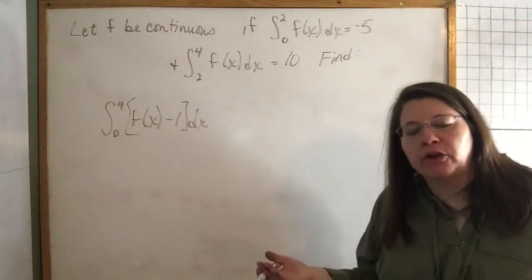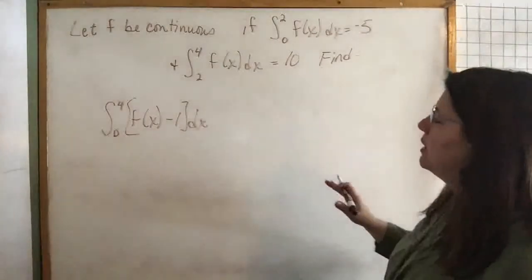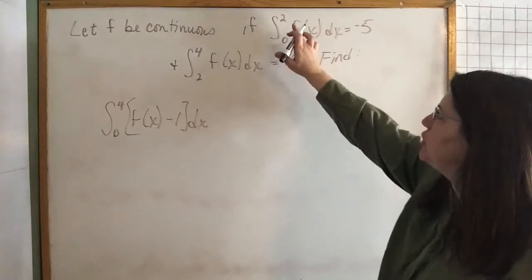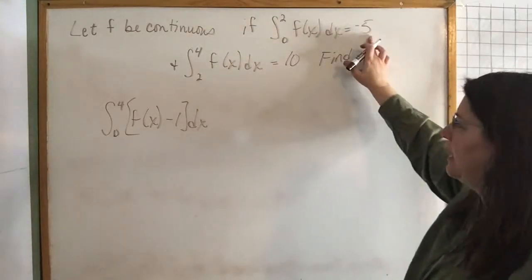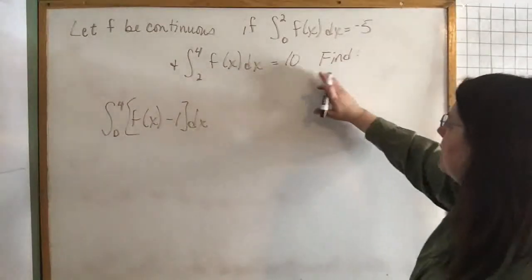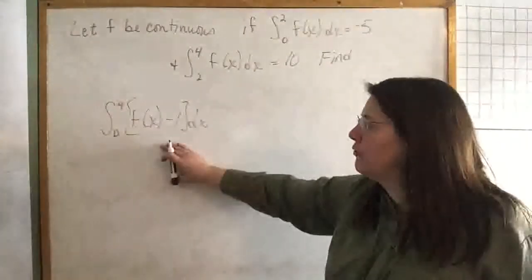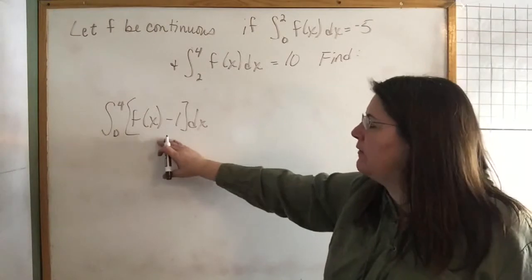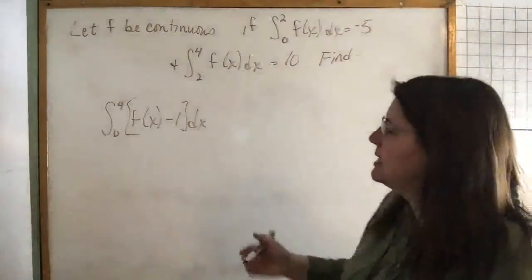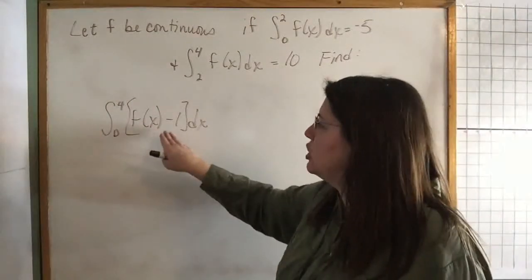So here's how they are going to present these as examples. They're saying let f be continuous. If the integral from 0 to 2 of f of x dx equals -5, and the integral from 2 to 4 of f of x dx equals 10, find the integral from 0 to 4 of f of x minus 1 dx. Well, first thing I notice here is that I could separate this into two different things.